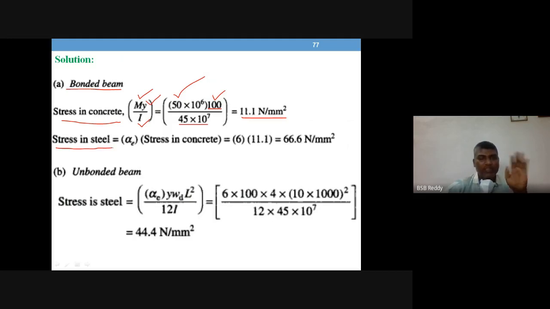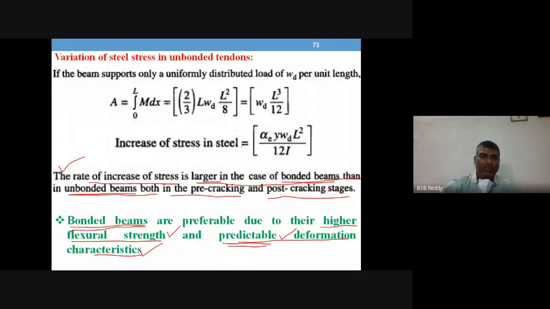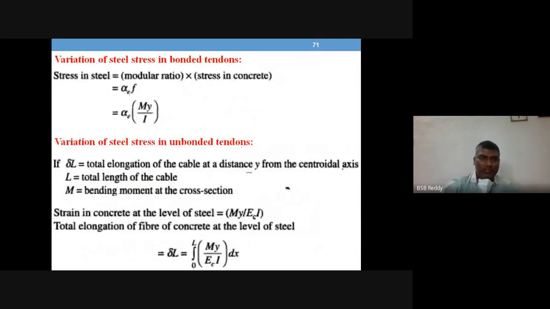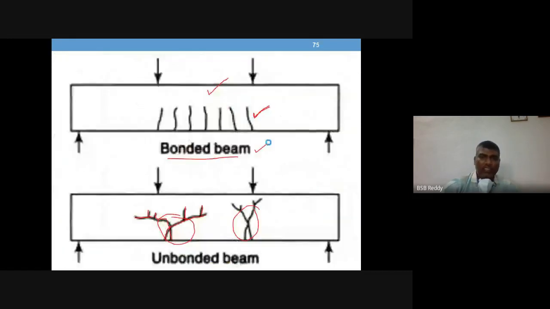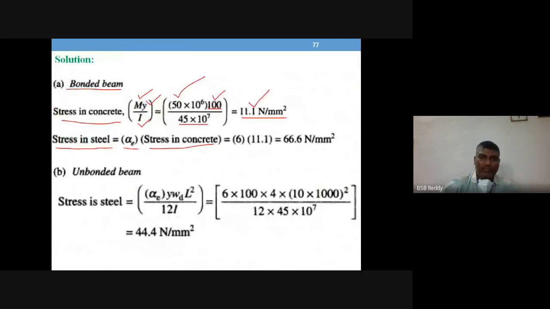Now if you want the stress in steel, it is modular ratio into stress in concrete. This formula we have discussed when we talked about the bonded and unbonded beam categories, right? In the previous session we have talked about this. So you can see alpha into F is the stress in concrete at the level of steel. Okay, so that is this one, and that is coming around 66.6 Newton per mm square as the stress in steel. Okay, now the unbonded beam.